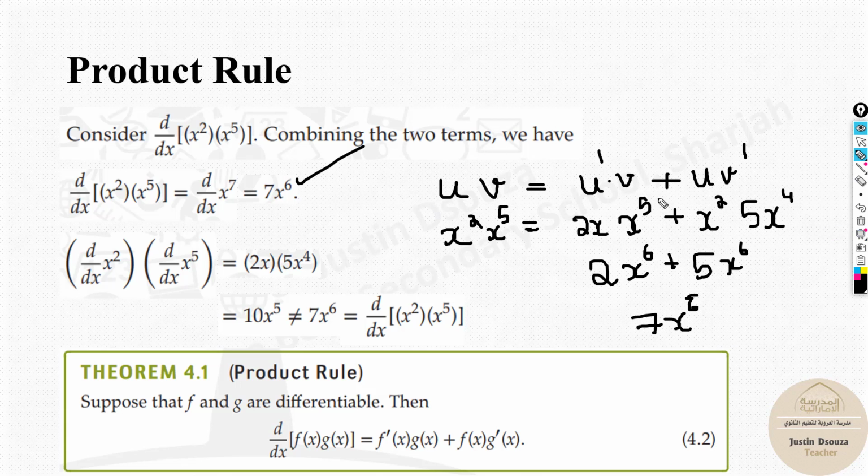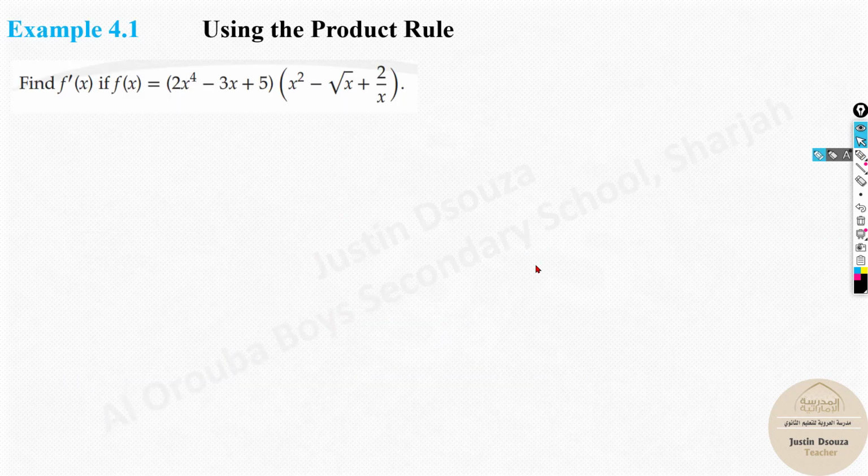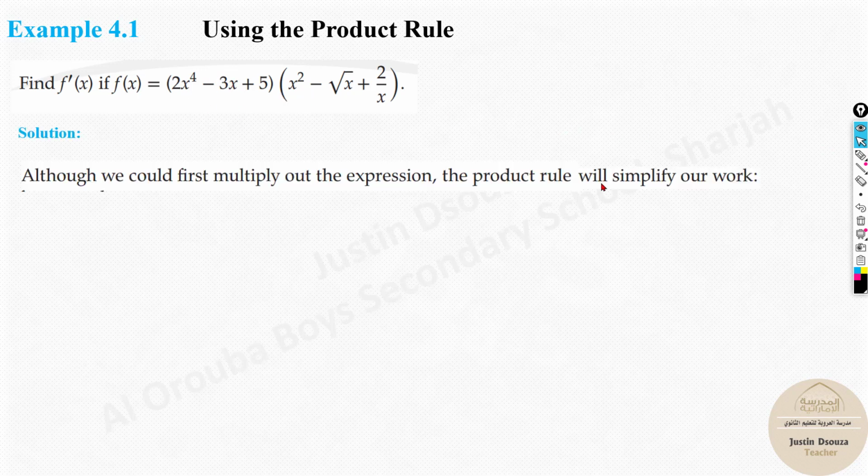But this product rule is not used for simple problems like these, it is used if it's a complicated problem. Let's look into the problem now. Here, you can see the first term is so huge, the second term is so huge. If you start multiplying them, it'll take ages. We just have to derive them, right? Use the product rule. What does the product rule say?